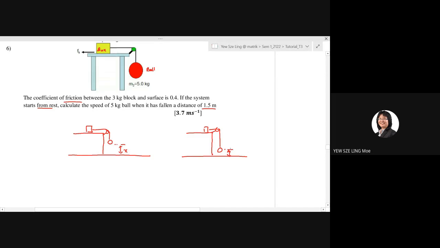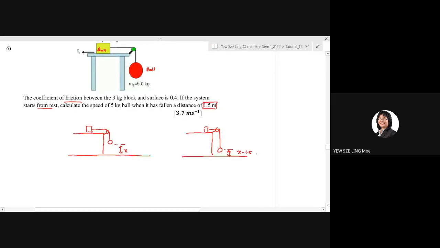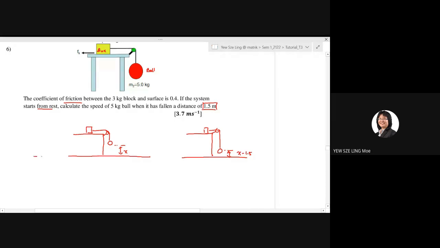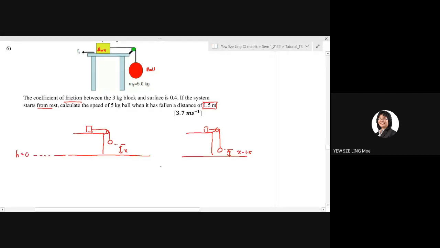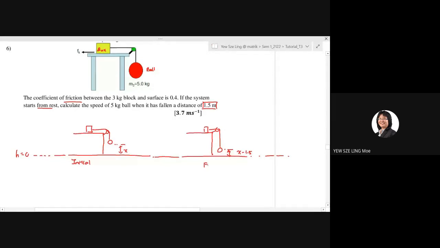So what am I going to do? Because it tells you the ball moved by 1.5 meters, I can just assume the final height is x minus 1.5. So it becomes shorter. Initially it's x, and after it moved by 1.5 meters, the distance between the floor and the ball becomes x minus 1.5. Again, the ground is always h equals 0 for these types of questions. So this is the ground, this is the initial, this is the final.